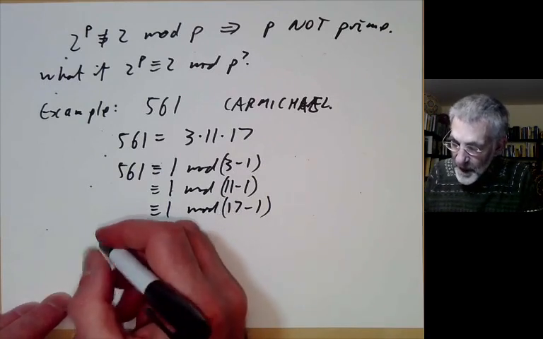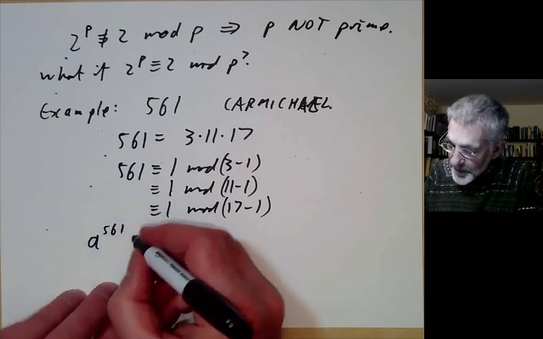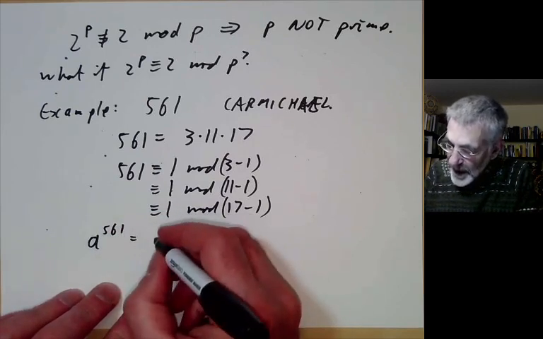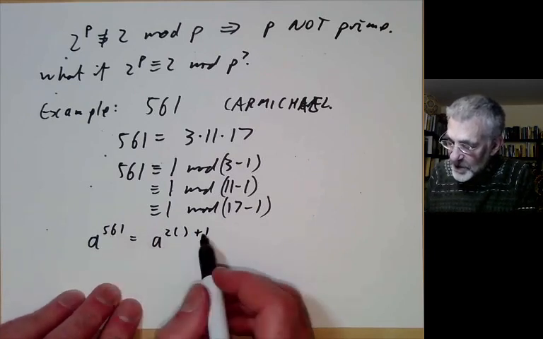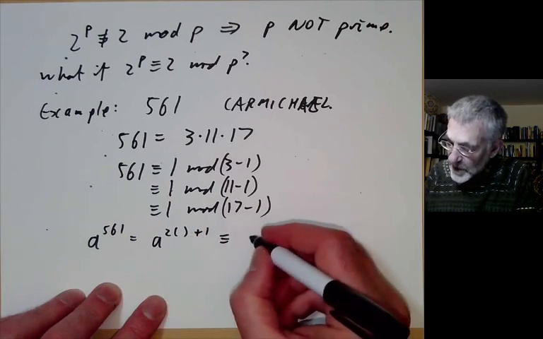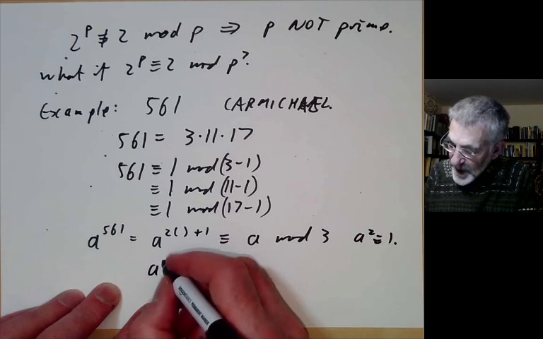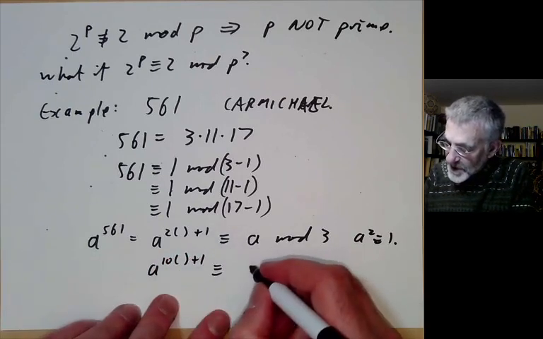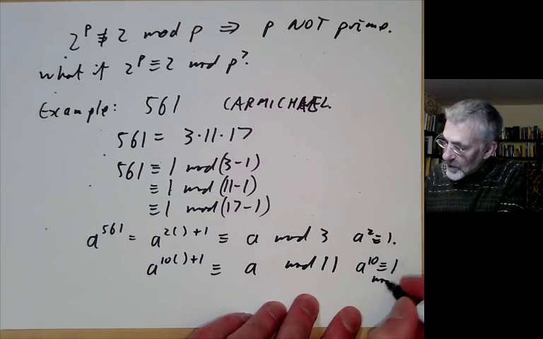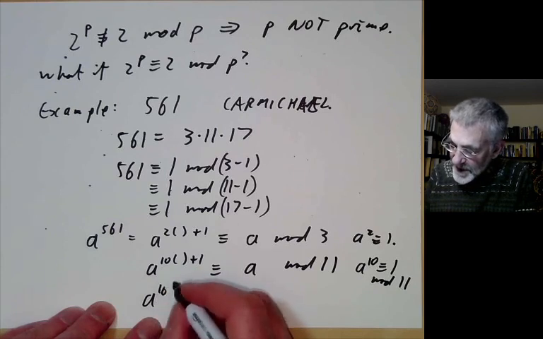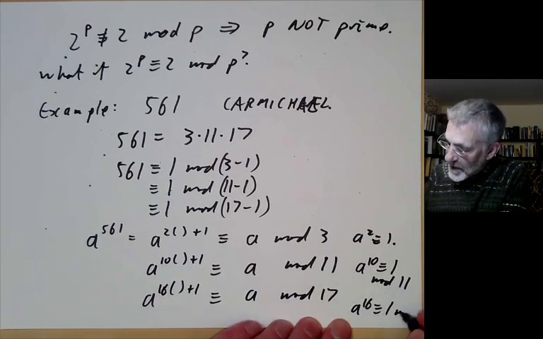And what this means is that if we've got any number a to the 561, well, this is going to be a to the 2 times something plus 1, because 561 is congruent to 1 modulo 2. So this is going to be congruent to a mod 3, because a squared is congruent to 1. And similarly, this is equal to a to the 10 times something or other plus 1, which is going to be congruent to a mod 11, because a to the 10 is congruent to 1 modulo 11. And finally, it's equal to a to the 16 times something plus 1, which is going to be congruent to a modulo 17, again because a to the 16 is congruent to 1 modulo 17.